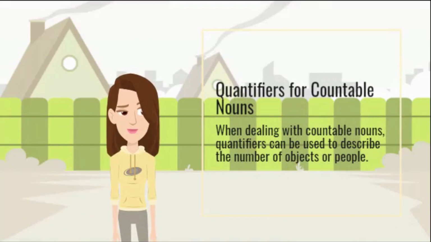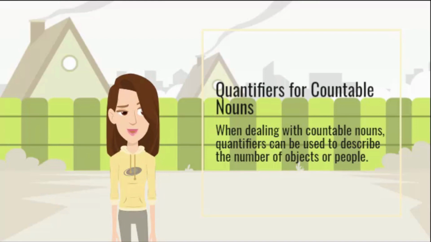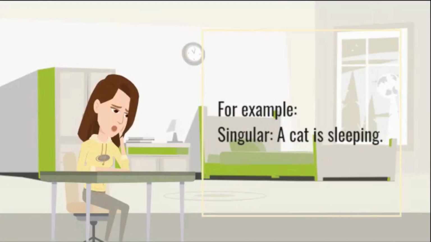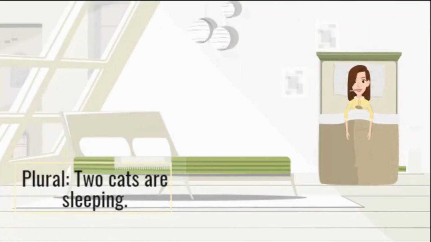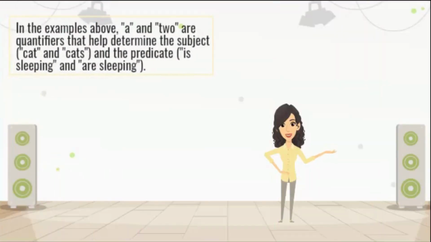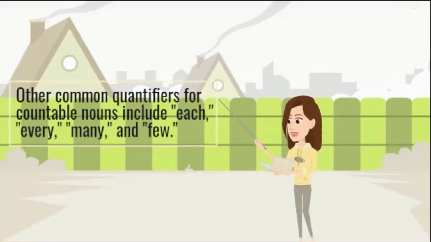Quantifiers for countable nouns. When dealing with countable nouns, quantifiers can be used to describe the number of objects or people. For example, singular, "a cat is sleeping." Plural, "two cats are sleeping." In the examples above, "a" and "two" are quantifiers that help determine the subject, cat and cats, and the predicate, is sleeping and are sleeping. Other common quantifiers for countable nouns include each, every, many, and few.